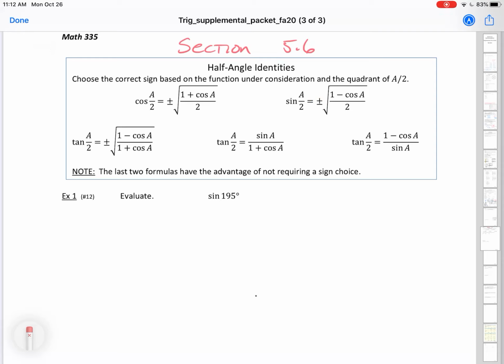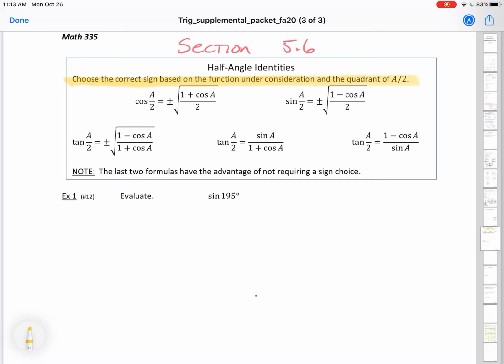There's only one answer, and you're going to have to choose the correct sign based upon, and that's written right here, the function under consideration and the quadrant of a over 2, right? The angle divided by 2. So that's what we're going to be dealing with, is something like this.